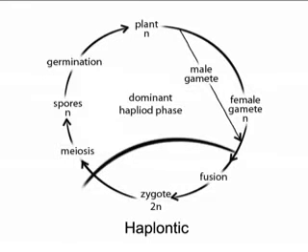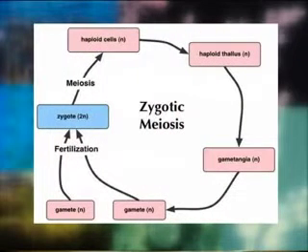Thus, the long dominant haploid gametophytic phase alternates with a brief zygotic or sporophytic diploid phase. This is not a true alternation of generation. This life cycle is characterized by a very long and dominant haploid gametophytic phase and a brief diploid zygotic phase. The cycle is also characterized by the occurrence of zygotic meiosis.